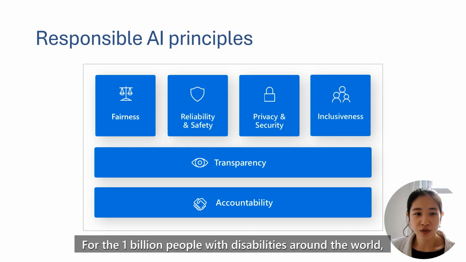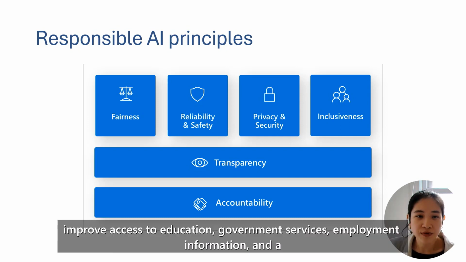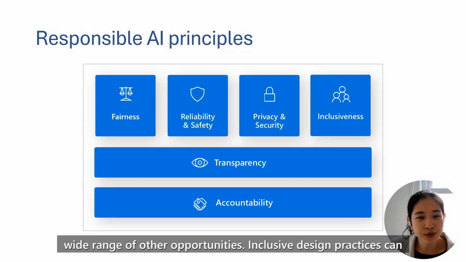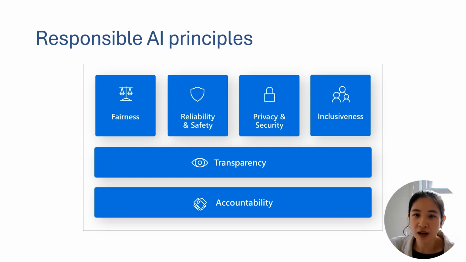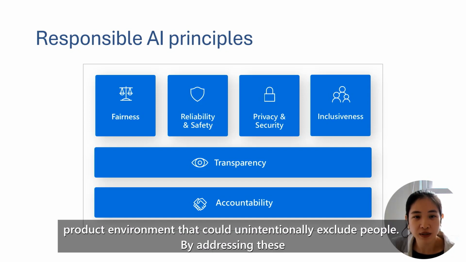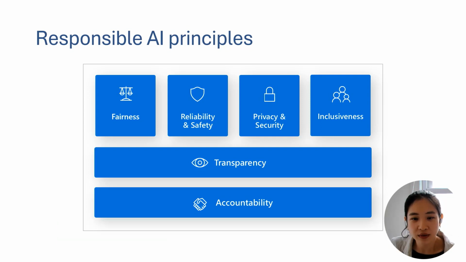For the 1 billion people with disabilities around the world, AI technologies can be a game changer. AI can improve access to education, government services, employment information, and a wide range of other opportunities. Inclusive design practices can help system developers understand and address potential barriers in a product environment that could unintentionally exclude people. By addressing these barriers, we create opportunities to innovate and design better experiences that benefit everyone.